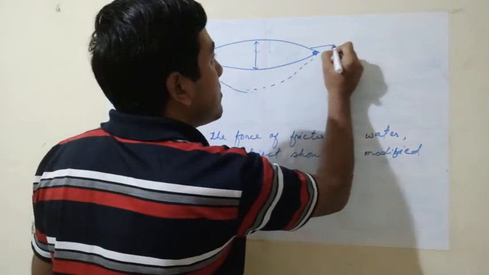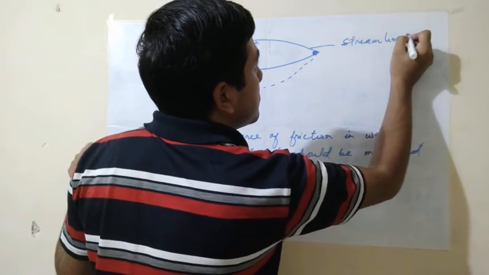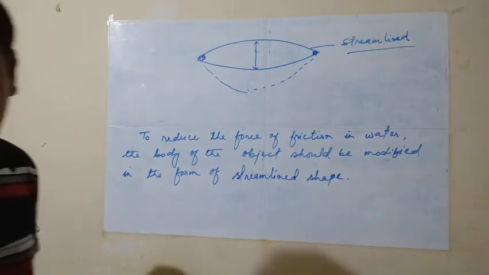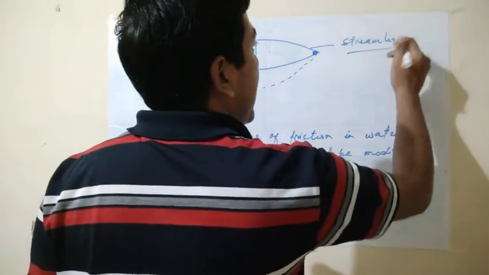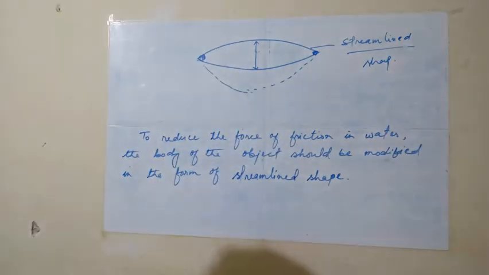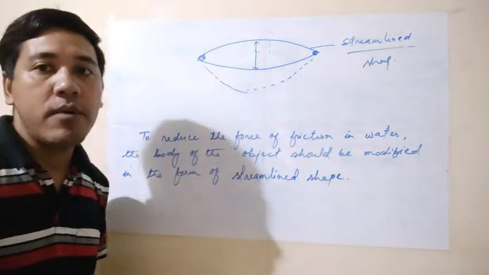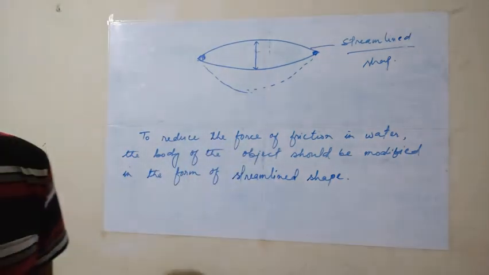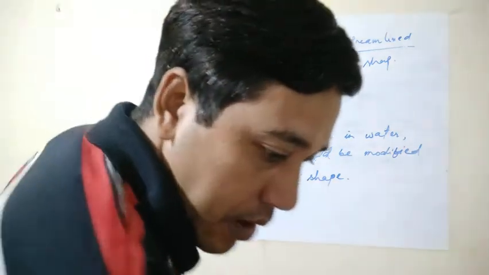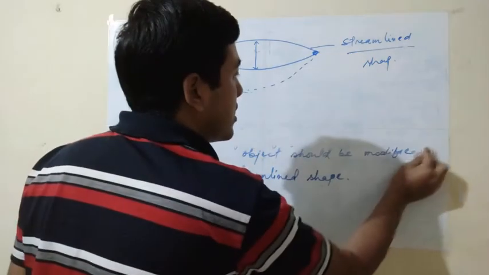This body shape is known as the streamline shape. For reducing the friction in water, the body of the object should be modified in the form of the streamline shape. Please copy down this one. Done.